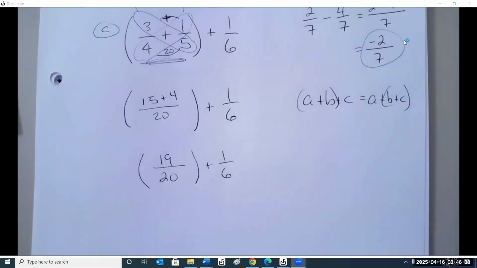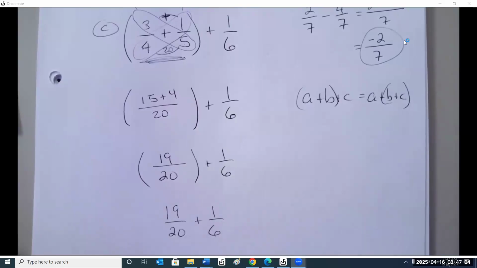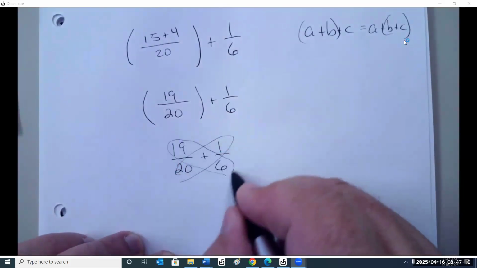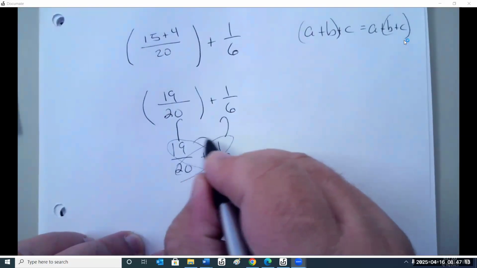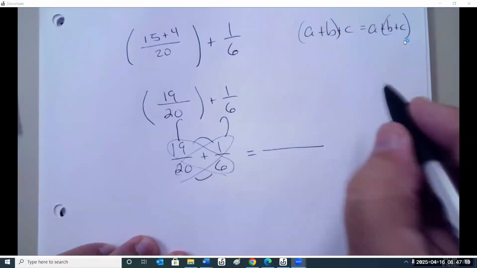What's my next step? We have parentheses. Do we need the parentheses? Why not? There's nothing in front of it. If there's no coefficient, no sign or number, we don't need it. So we just drop the parentheses. Now we can do the butterfly again. Nineteen times 6.